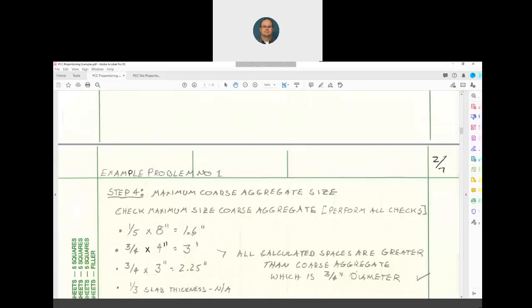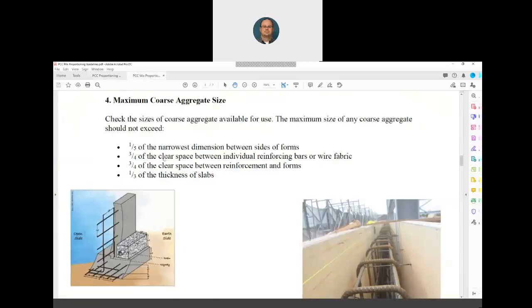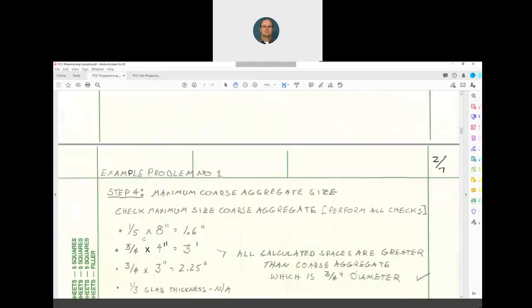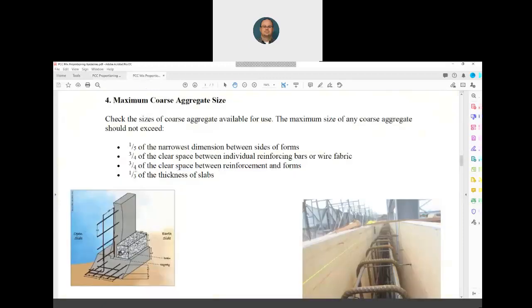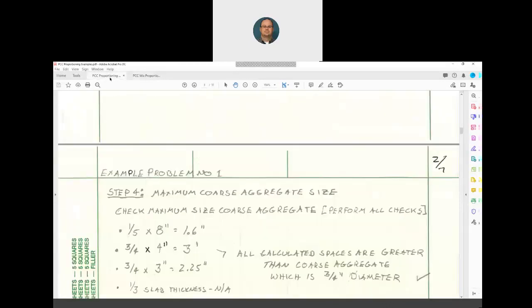Next check. 3/4 of the clear space between individual reinforcing bars or wire fabric. I told you we have 4 inches between our reinforcing bars. So 3/4 of that is 3 inches. So I'm allowed a maximum 3-inch nominal aggregate size. This one, 3/4 space between reinforcement and forms. I told you I wanted a minimum space between the form and the nearest reinforcement of 3 inches. So my maximum, 3/4 of 3 inches, is 2.25 inches.